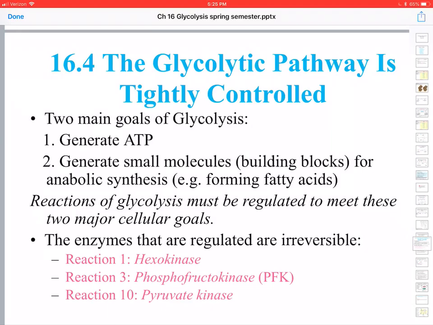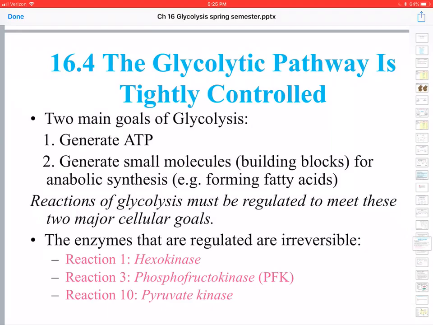Also, cells doing glycolysis might be in need of forming fatty acids, so they need carbons or building blocks for making fatty acids. So there are two main goals we need to think of: one is synthesis and one is making energy, and energy regulation. If we already have enough energy, we can slow down glycolysis. If we already have enough building blocks, we can slow down glycolysis. So reactions of glycolysis must be regulated to meet these two major cellular goals.